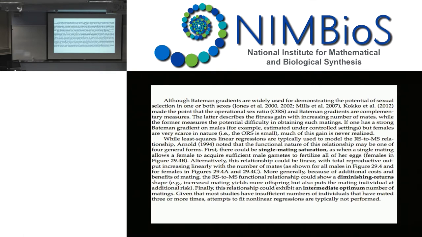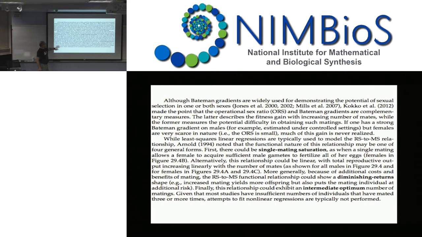So these slopes that you see on these Bateman gradients can have a couple of different forms. Number one, you could have single mating saturation. This is how we think many insects may be. That is, if a female has a single mate, that's usually enough to fertilize all her eggs, so additional mates may not result in more offspring. Secondly, you could have a linear relationship. The more mates you have, the more offspring you have. Third, you could have diminishing returns. That is, as you get more mates, you have more offspring, but it falls off, so it's not really much of an advantage. Yes, there's a small advantage, but that may be then countered.